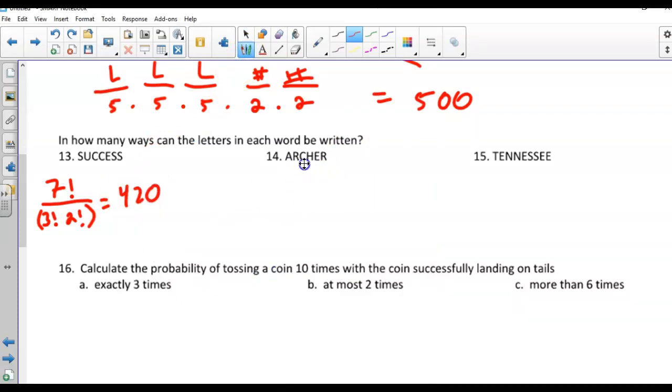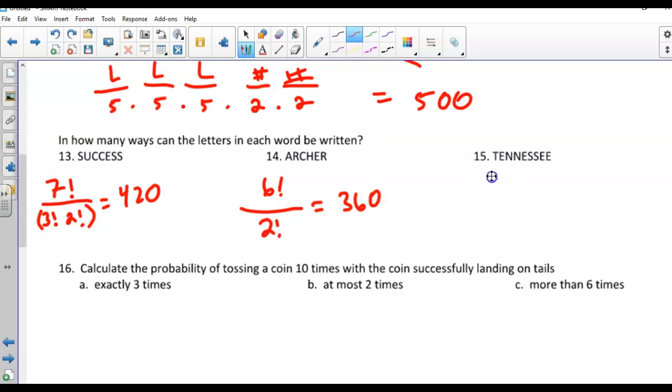All right, right here you have Archer. So 1, 2, 3, 4, 5, 6. 6 letters divided by what repeats, the R. So there we go right there. All right, when you do that, 360. If you didn't want to do it in your calculator, you would just, never mind. It's calculator work, man. Make it easy for yourself.